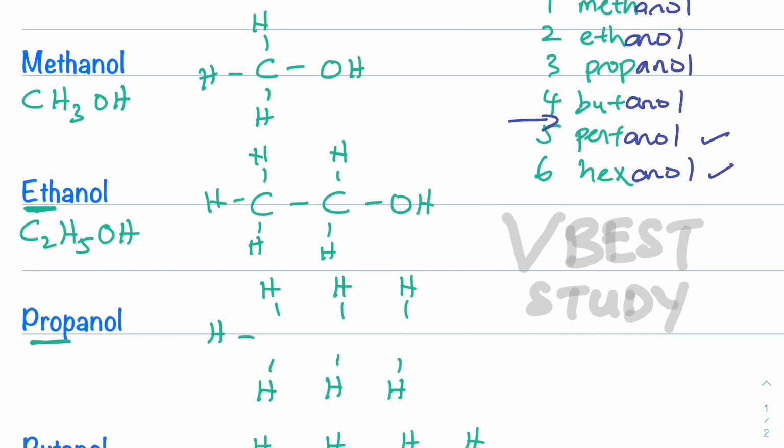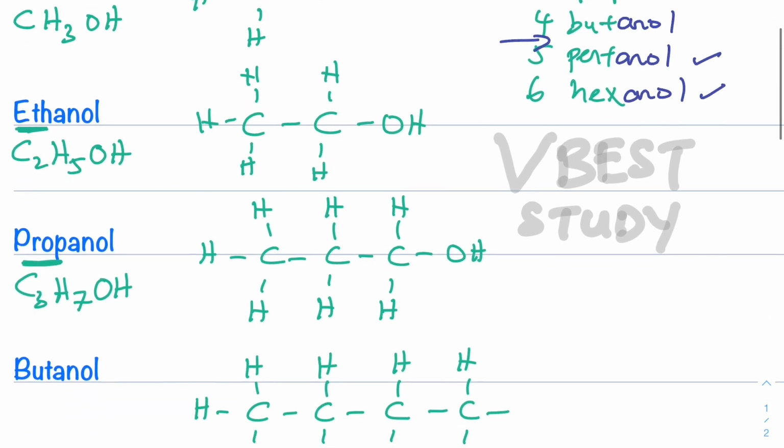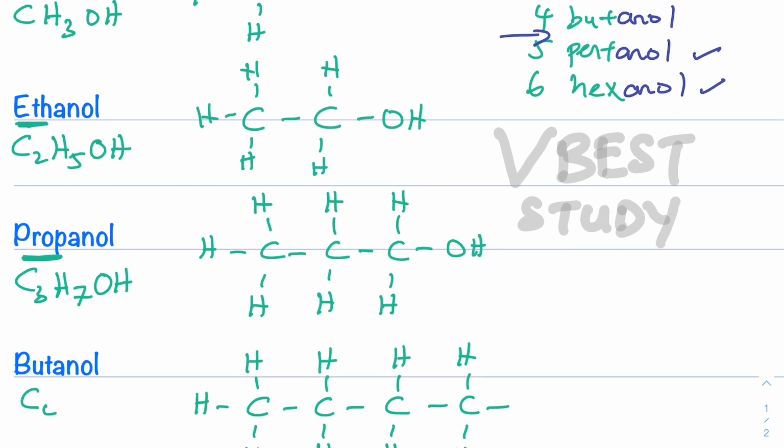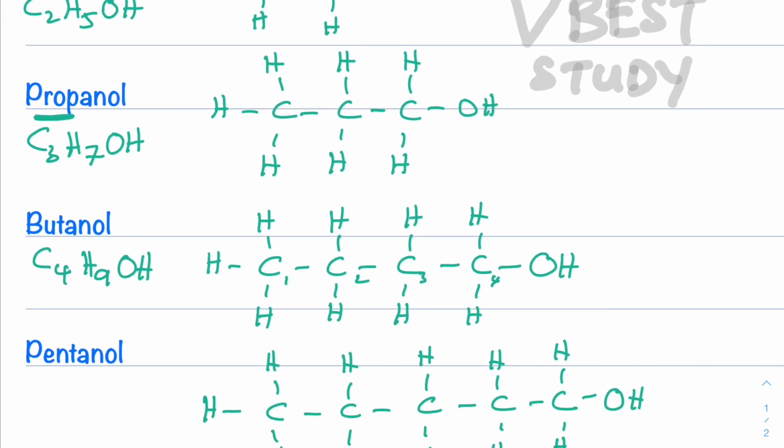Propanol, prop, C3H7OH. So with 3 carbons, 1, 2, 3, and an OH. Make sure the bonds are single in the middle. Butanol, C4H, 4 times 2 plus 1 will be 9, OH. So make sure you have 1, 2, 3, 4 carbons and OH at the end. Pentanol, C5H11OH, with pent meaning 5 carbons.